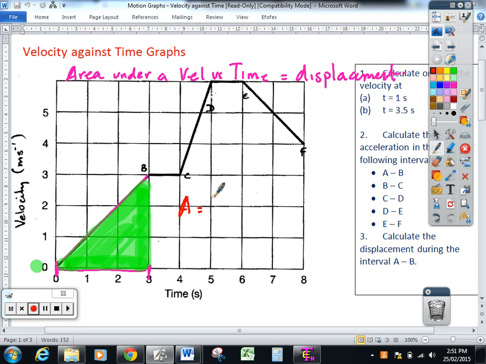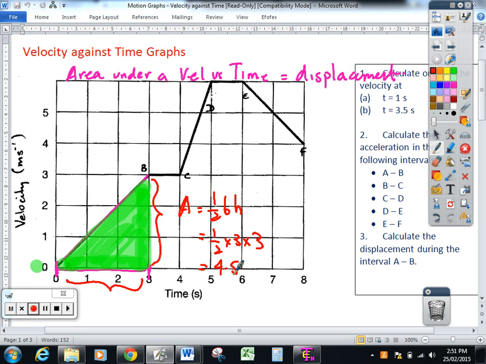The area of a triangle is a half base times height. What's the base of the triangle? 3. And what's the height of the triangle? 3, so it equals 4.5. Now displacement is measured in meters per second squared, kilometres, hours, seconds. What is it? What's the displacement going to be measured in here?